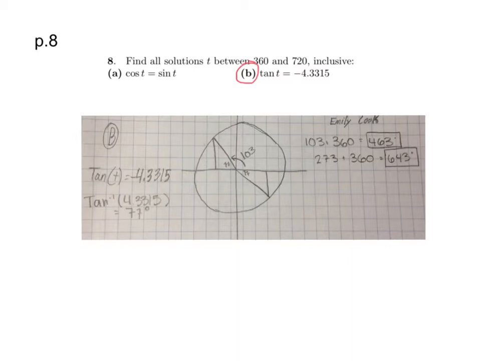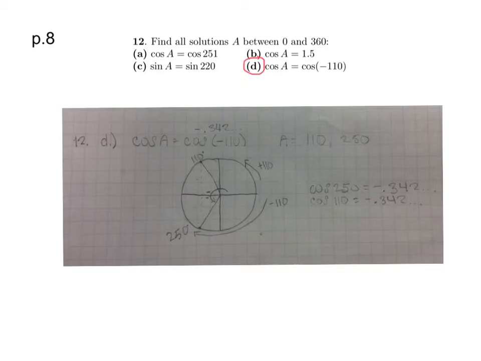Add 360, and we ended up getting 643 degrees. Okay, I got page 8, D, and I got cosine A equals cosine negative 110, and I took 360 minus 110 and got 250, which would be in the quadrant where cosine would also be negative, which is what you need. And then I also took 110, and that is also in the quadrant where cosine would be negative, and so your solutions would be 110 and 250.